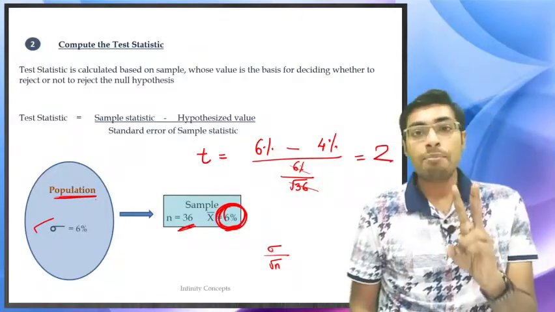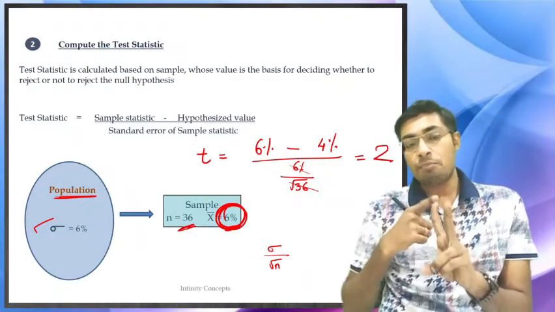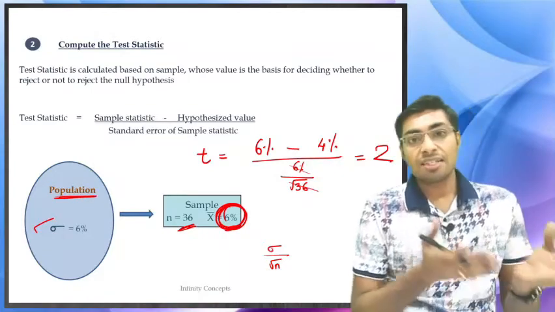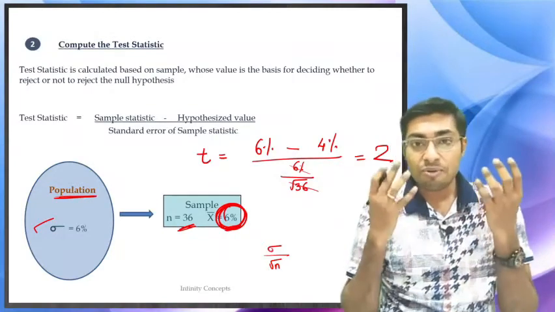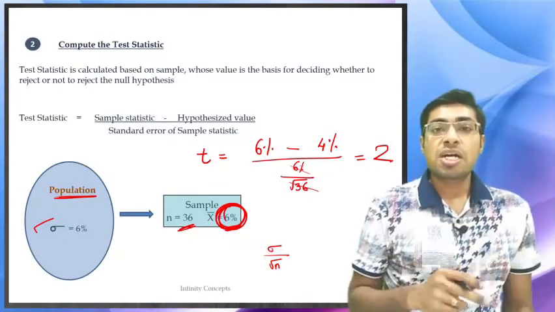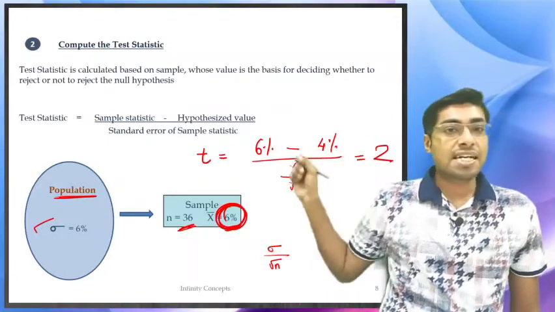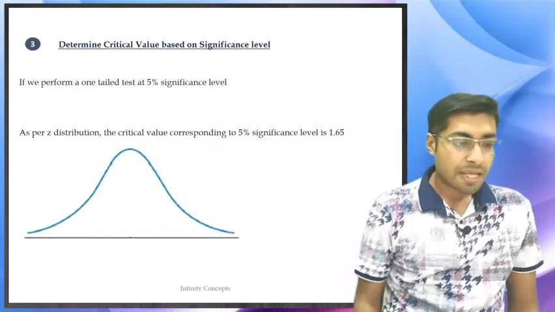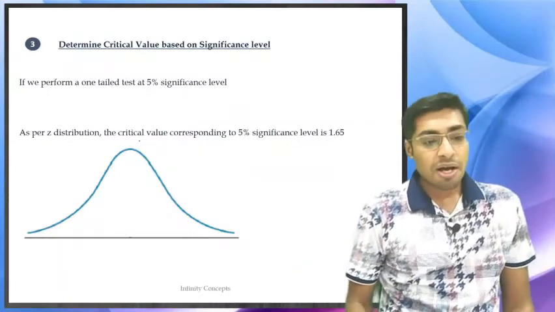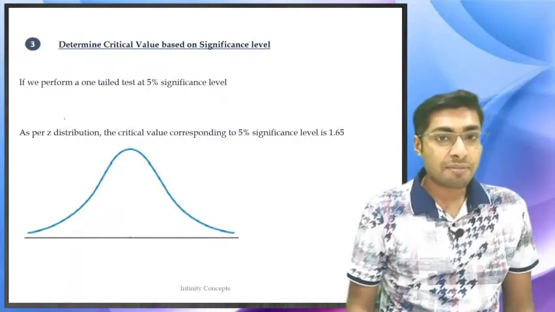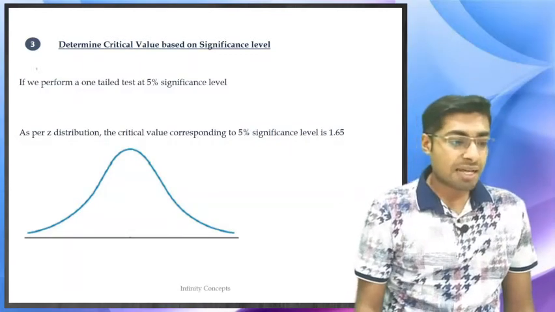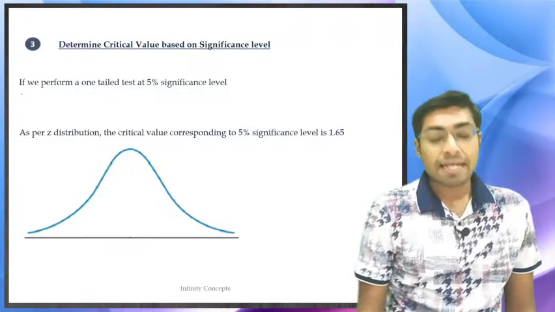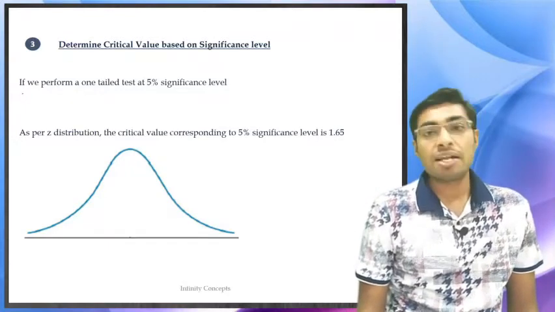So this is your step 2. Remember, step 1 was to state the hypothesis: what the null is, and what the alternative is. You will have to state that. Step number 2, calculate the test statistic. The third one is to determine the critical value based on the significance level. Now what is the significance level? If we are performing a one-tailed test at a 5% significance level, then what is it?